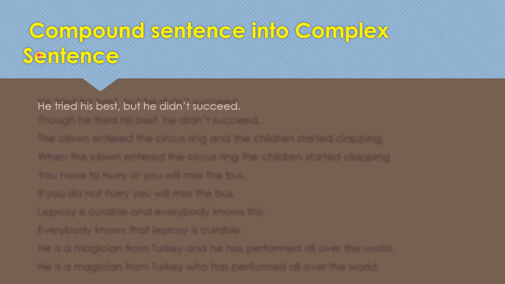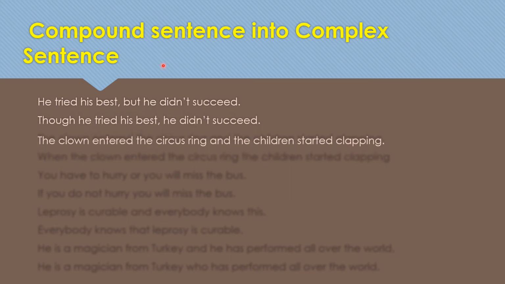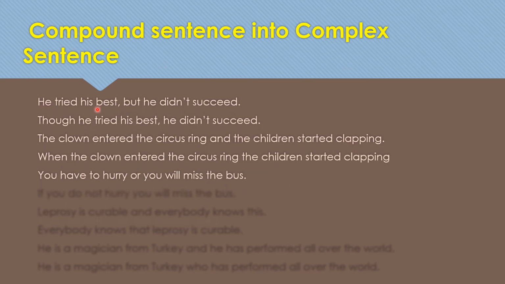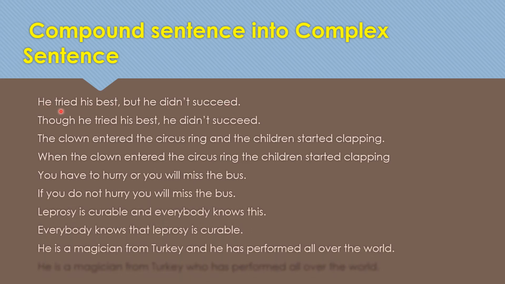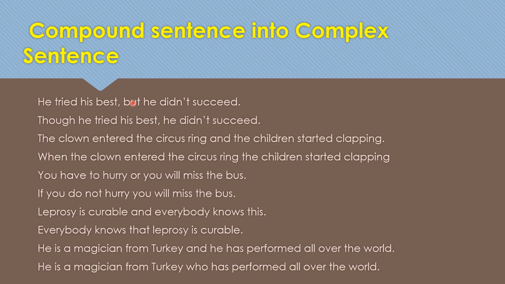Some more examples of transforming compound sentences into complex. He tried his best, but he didn't succeed. So there are two main clauses, he tried his best and he didn't succeed, joined by but. This is a compound sentence. We make it into complex by using though. So, though he tried his best, he didn't succeed. So he didn't succeed becomes the main clause, and though he tried his best becomes the subordinate clause.